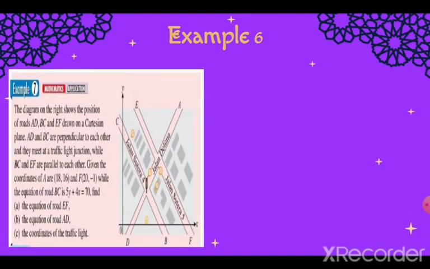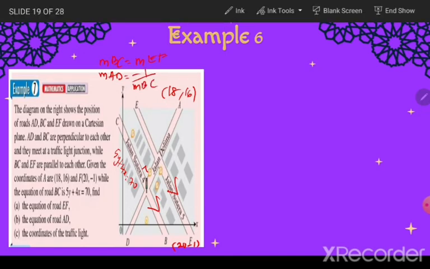Again, point A is (18, 16), F is (20, negative 1), and this one is 5y plus 4x equals 70, and this is our 90 degrees. So from here we said that MBC equals MEF. However, MAD is negative 1 over MBC.